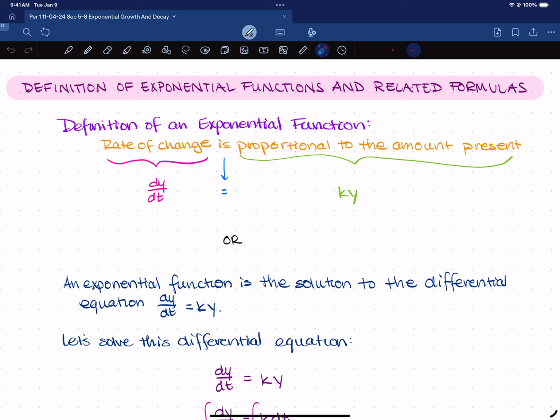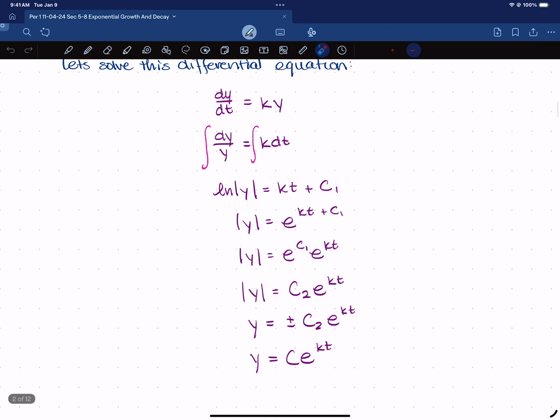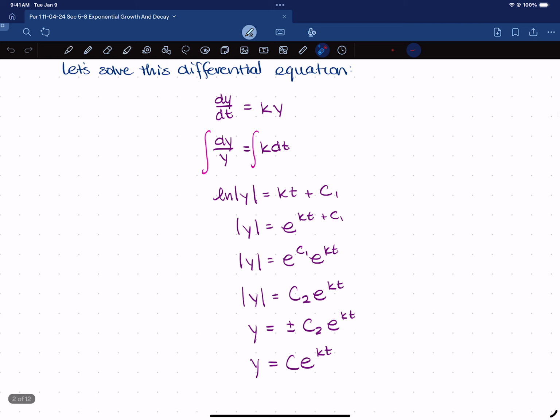So let's solve this differential equation and see what an exponential function would then look like. So that's what I'm doing here. So we start with a differential equation, and I separated the variables. So I put y over with dy, and then I multiplied both sides by dt to get that over here. And then we integrate both sides, and we would get this.